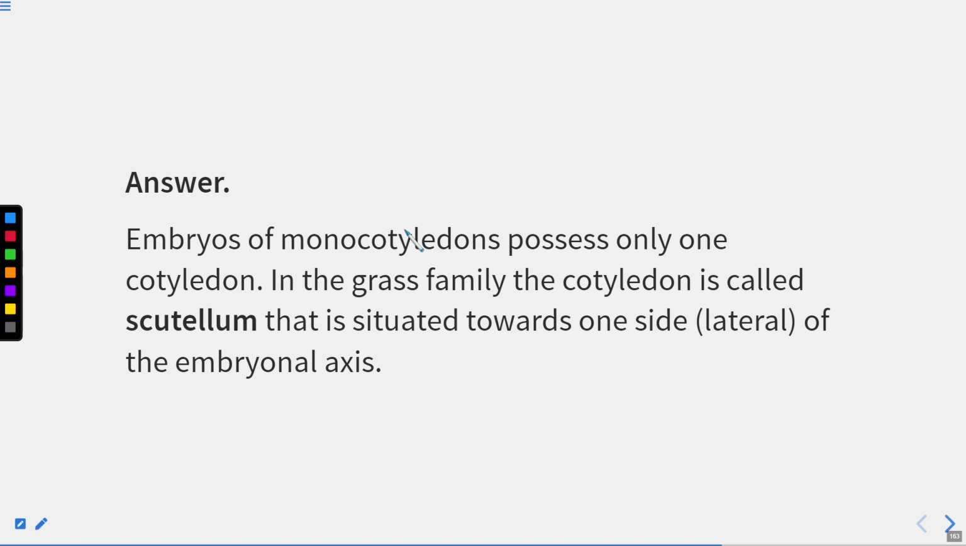The embryo of a monocotyledon, or monocot, possesses only one cotyledon. This you already know, mono means one. An example of monocots is the grass family. In the grass family, the cotyledon is called the scutellum. The scutellum is situated towards one side, the lateral side of the embryonal axis.